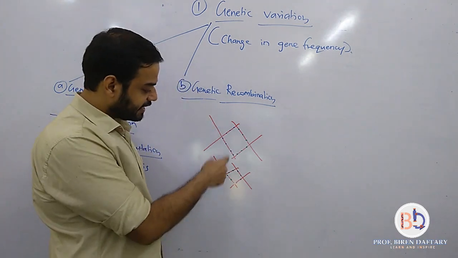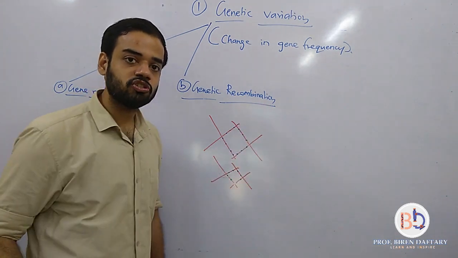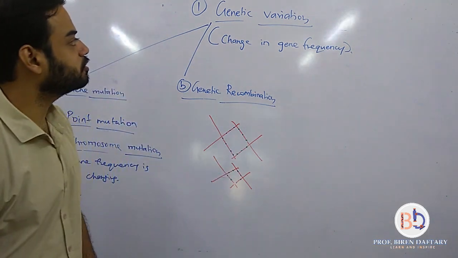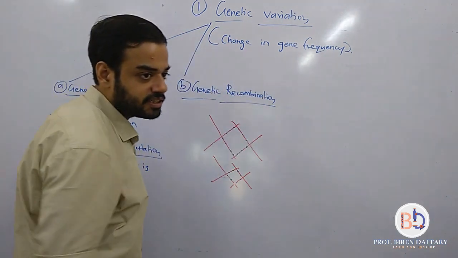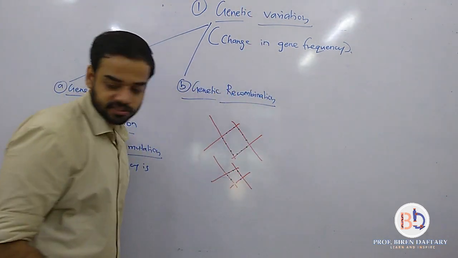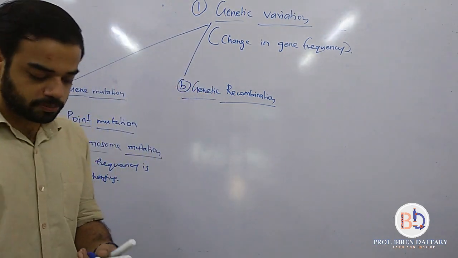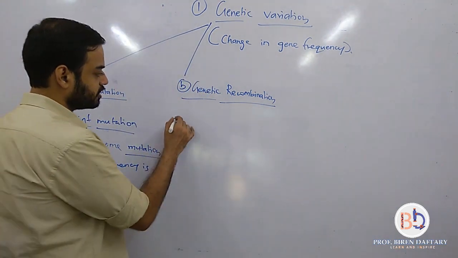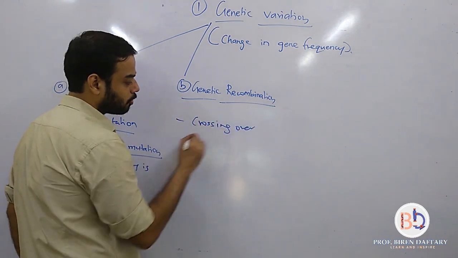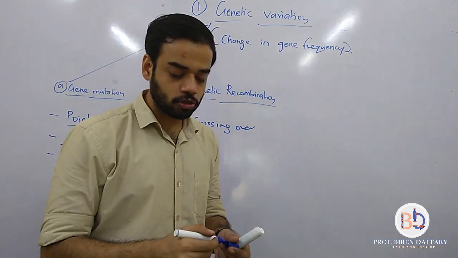Because now if you take any gene among these genes, its original locus has changed, so obviously gene frequency will change. So the second reason for change in gene frequency, or the second reason for genetic variation, is called genetic recombination. So you have to remember, under genetic recombination you have to basically explain what is crossing over. Okay, and crossing over is very important for variation. Variation is very important for evolution.